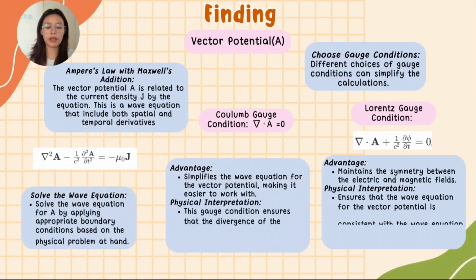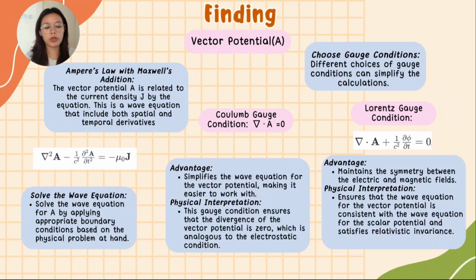Next, we move to the finding of vector potential, which is A. In this vector potential, they use the Ampere's law with Maxwell's addition. So the vector potential A is related to the current density J by the equation. So this is a wave equation that includes both spatial and temporal derivatives.